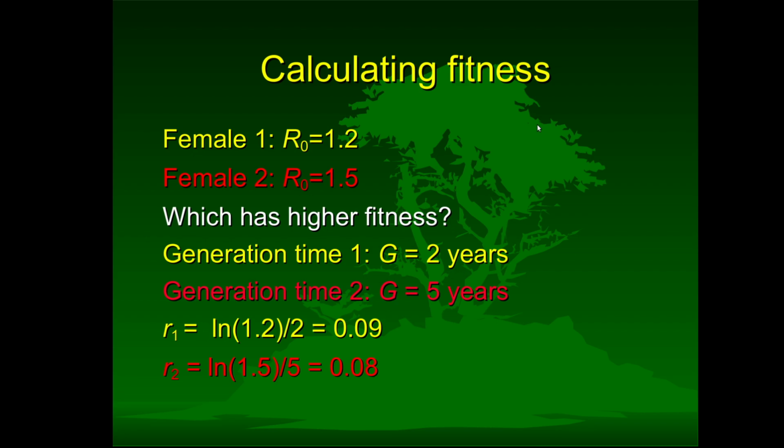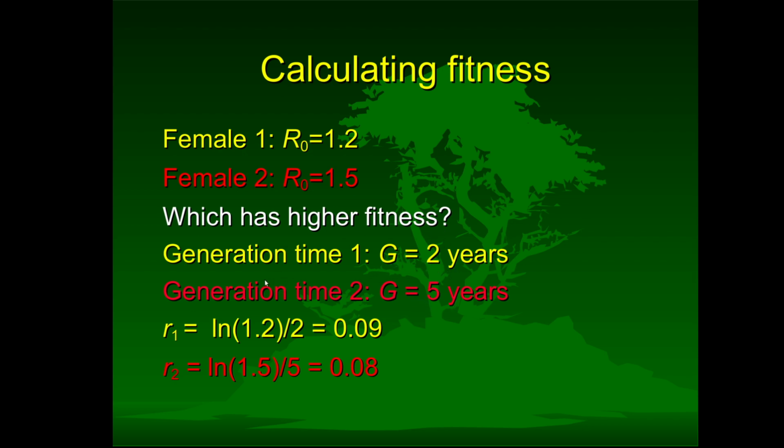Okay, so here we go. We have two females, female 1 and 2, and they differ in their net reproductive rates. One has 1.2 offspring per generation, and the second has 1.5 offspring per generation. Which has a higher fitness? Well, it has to be female 2, right? She has more offspring per generation. Not so fast. We need to take into account generation time. Of the first it is 2 years, the second is 5 years.